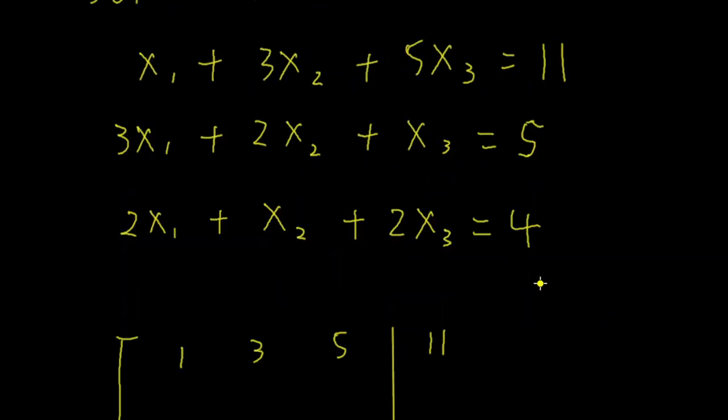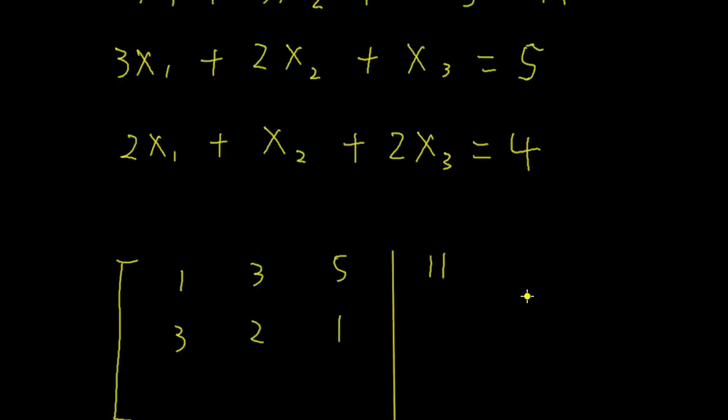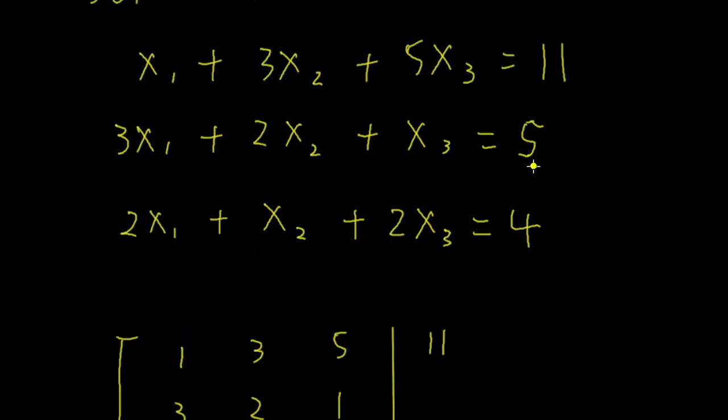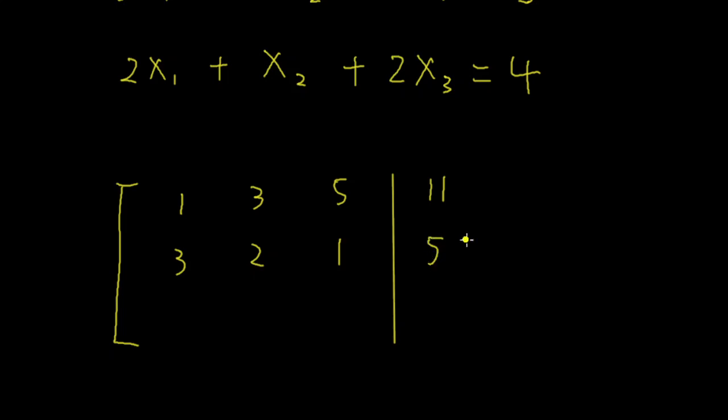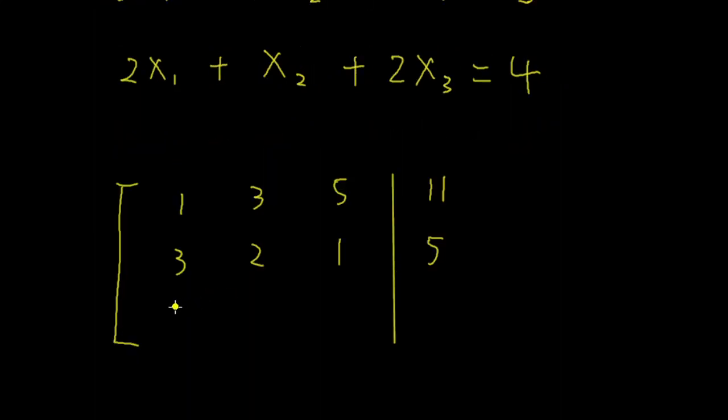Second row, 3, 2, and 1. So I would write 3, 2, 1, and the value on the right side of the equal sign is 5. The third row, the coefficients are 2, 1, 2, and the value on the right side of the equal sign is 4. Okay, so here's the matrix form.